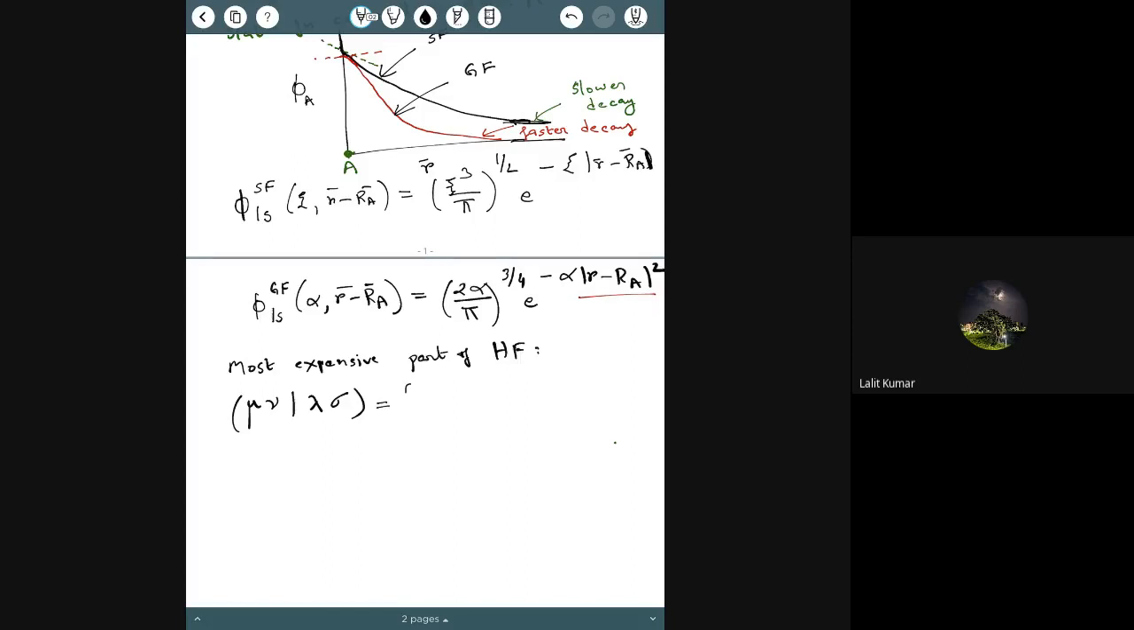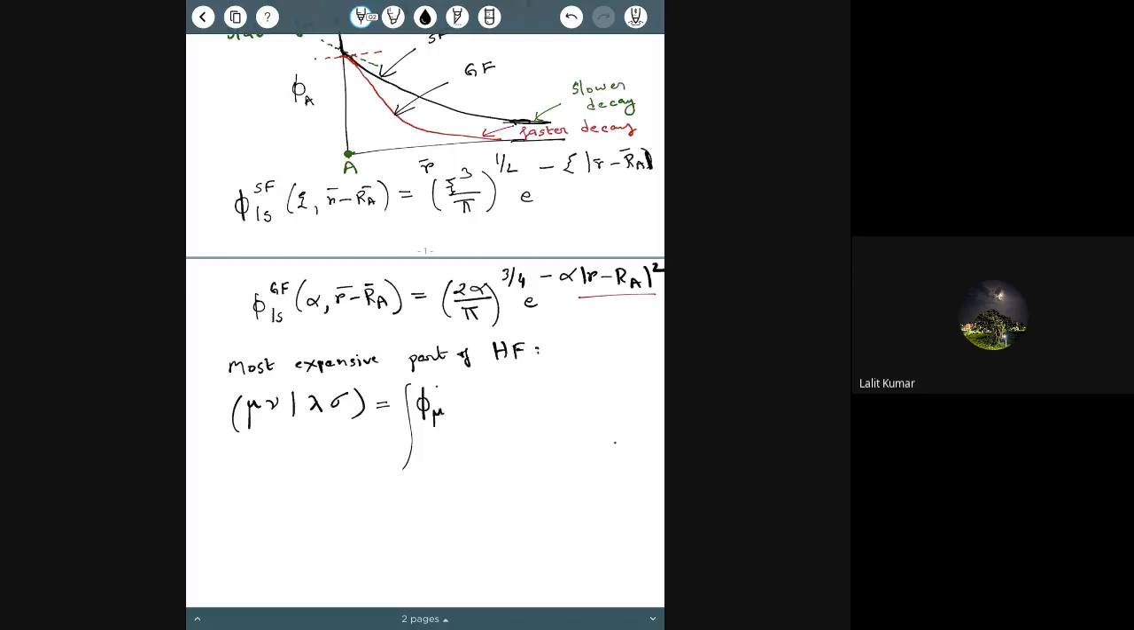So what do they look like? They look like phi mu star, phi nu, r12 to the inverse, phi lambda star, phi sigma, dr1, dr2. So remember, this is the notation for the spatial integral from the Mulliken notation. That's why this is star, unstar, star, unstar. Okay.